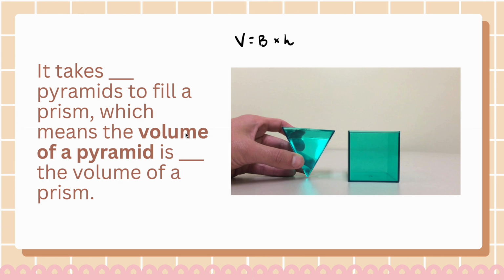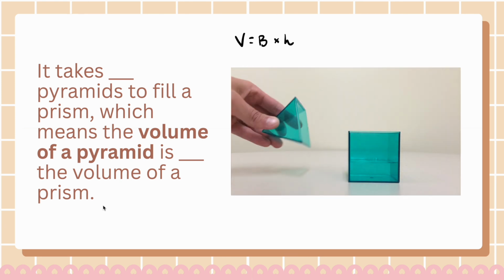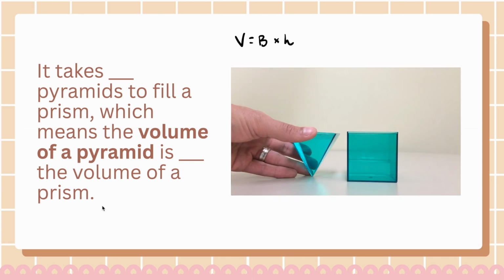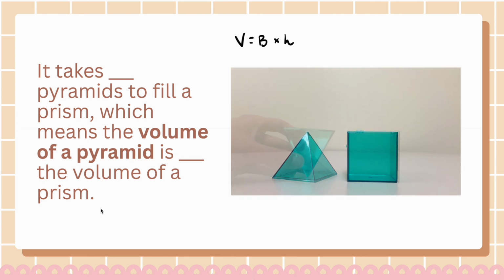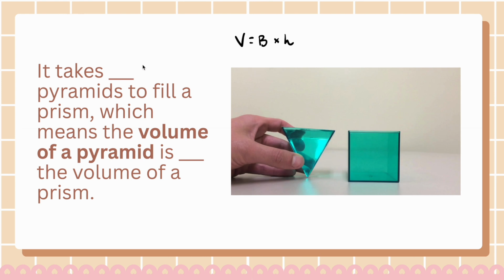Let's go ahead and watch this video and try to fill out these blanks over here. So from the video, you can see that it takes 3 pyramids to fill a prism, which means the volume of a pyramid is 1/3 the volume of a prism. So if this is the volume of our prism, in order to revise this, we're just going to need to multiply everything by 1/3.